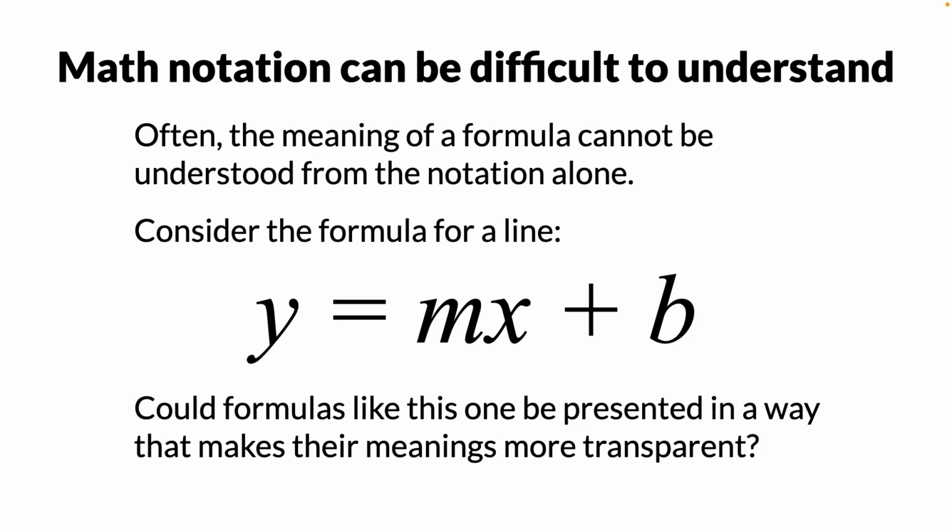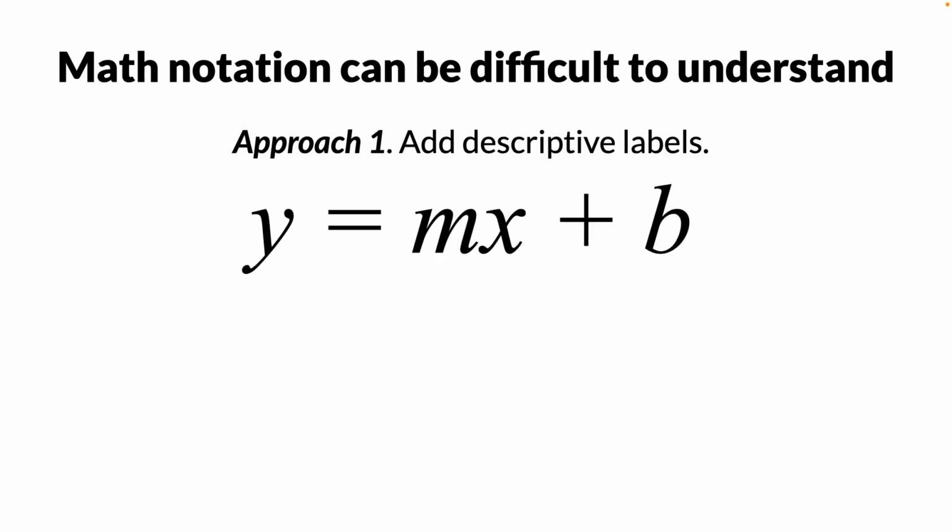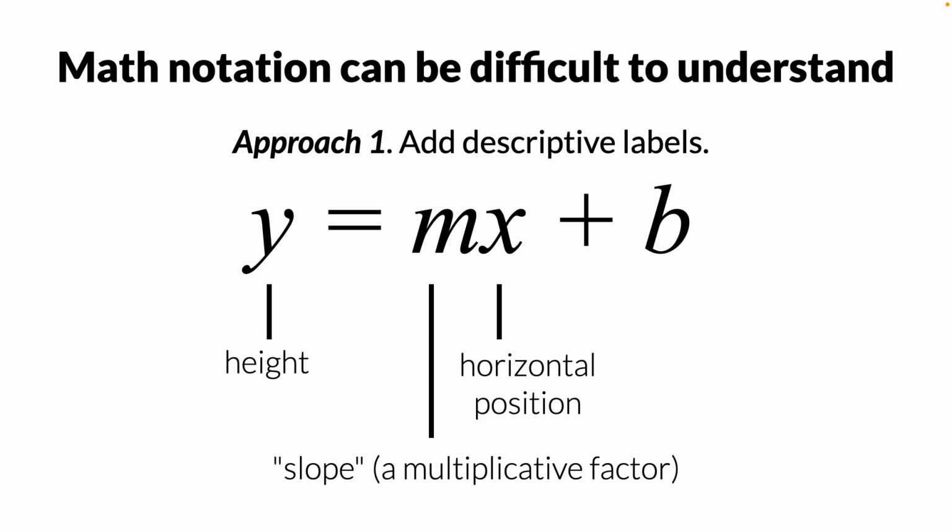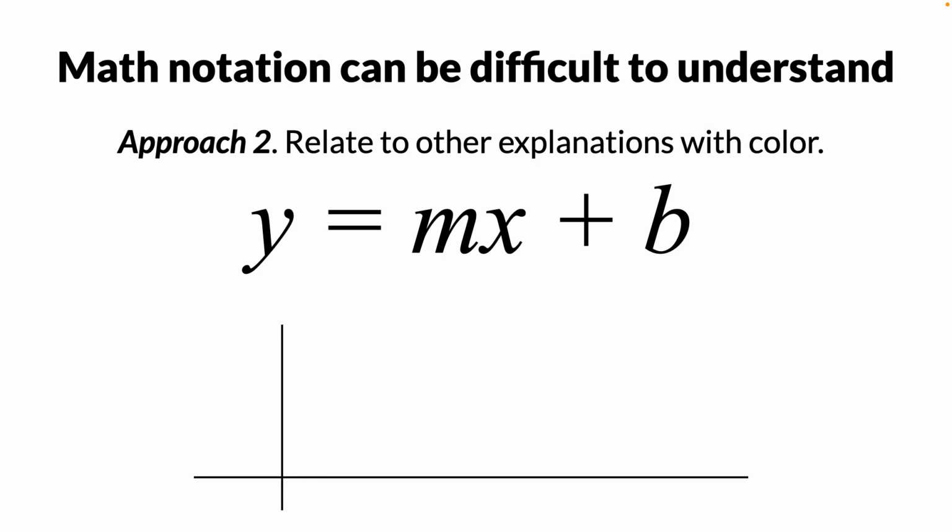Perhaps they could. One approach is to add labels that explain the meanings of symbols. For instance, labels could indicate that the formula's purpose is to compute the height of a point by taking the point's horizontal position, multiplying it by something we call the slope, or a fixed multiplicative factor, and then adding a constant offset.